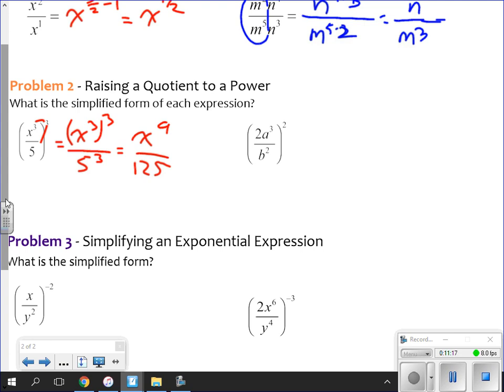Next one, same thing. I take everything in here to the second power. Everything inside here, it's all multiplication and division. Everything that's inside the parentheses gets taken to the power outside the parentheses. So I multiply this 2 times every power that's there. So I have 2 squared, a to the 6th over b to the 4th. 2 times 1, 2 times 3, 2 times 2.